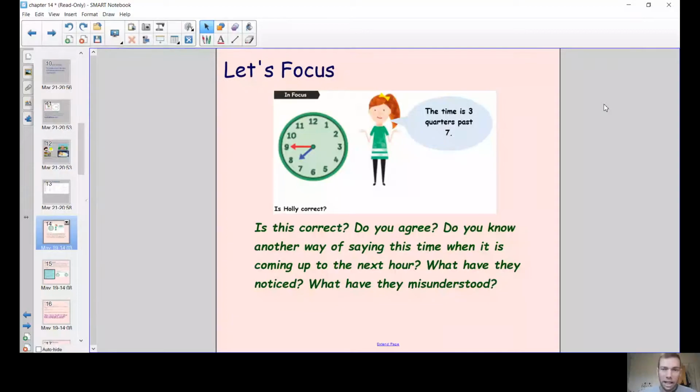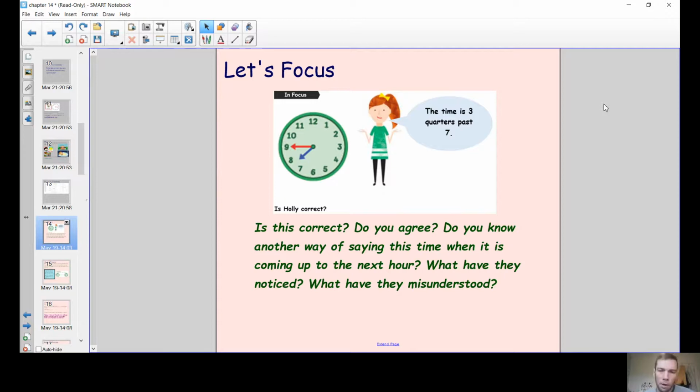Okay, let's have a look at our In Focus for today. So, here is Holly. Holly says, the time is 7:15. Is Holly correct? Do you agree with Holly? Do you know another way of saying this time when it is coming up to the next hour? And I did something there to try and help out. I've said the word to very clearly because that might help us.